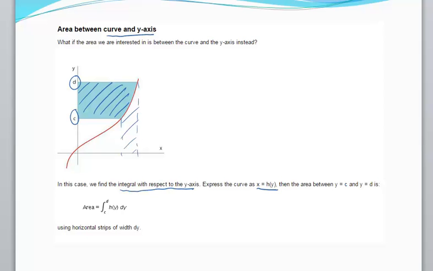We'll express our curve as x is equal to h of y, and we're going to find our areas between y is c and y is equal to d. So here our area between c and d on our y-axis is the integral of h of y with respect to y. And we're using horizontal strips with width dy to do this.